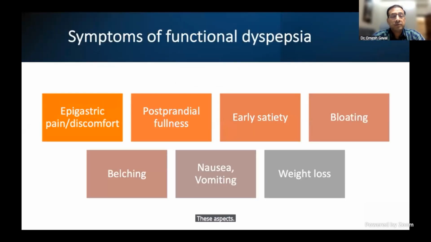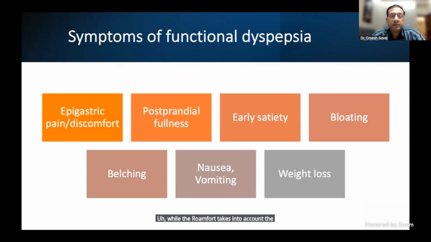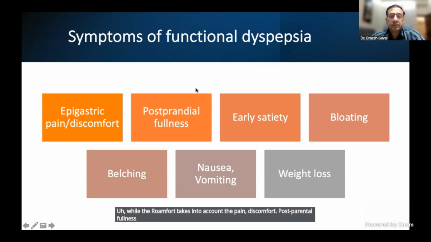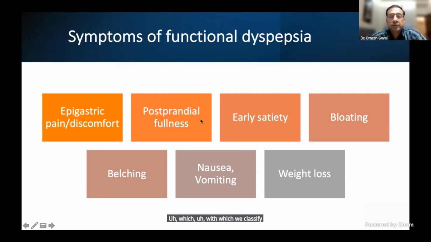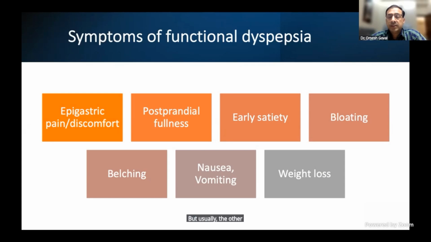So symptoms of functional dyspepsia, pure, it has a wide variety of symptoms, while the Rome 4 takes into account the pain, discomfort, postprandial fullness, and early satiety. So these are the major four symptoms with which we classify functional dyspepsia into subtypes. I'll be doing that in the next slide. But usually the other symptoms which the patients have are bloating, belching, nausea, vomiting, and even persistent symptoms may lead to weight loss. So weight loss otherwise is an alarm symptom, but few patients do have weight loss, which normally is not significant enough, because if it is significant, it indicates some organic pathology.